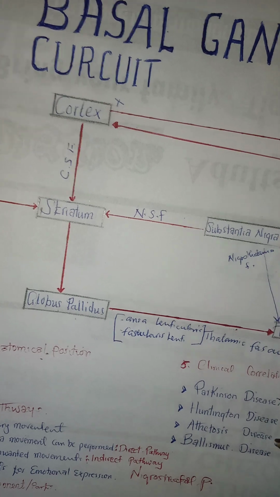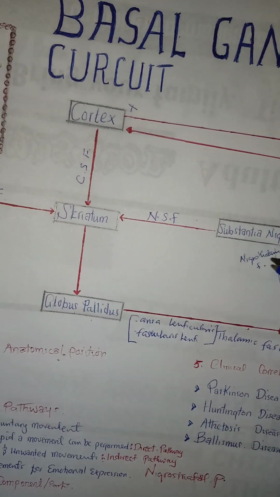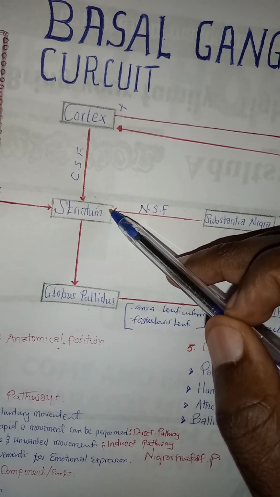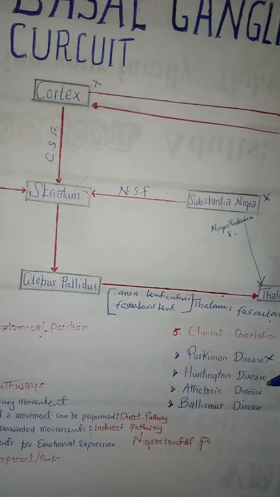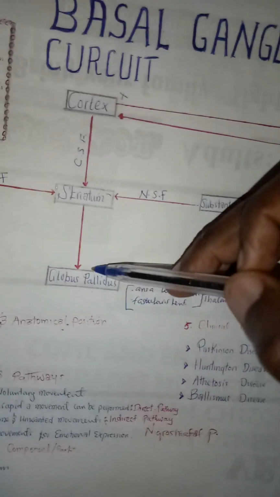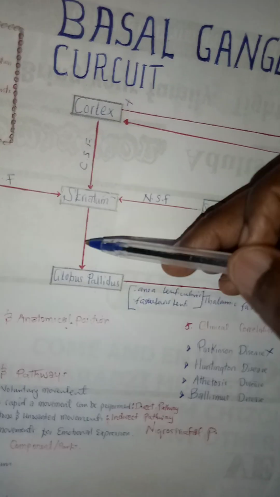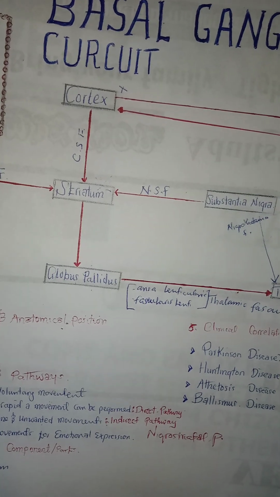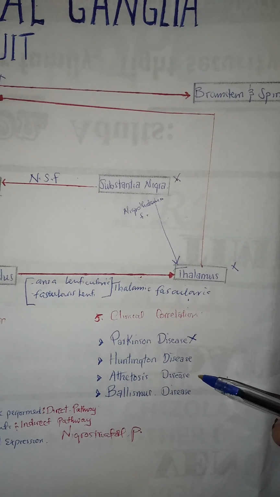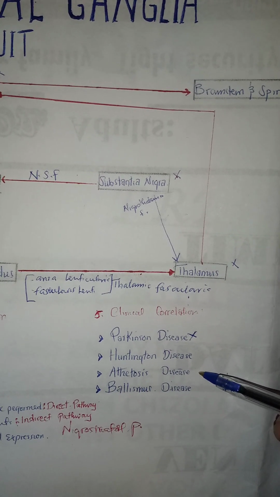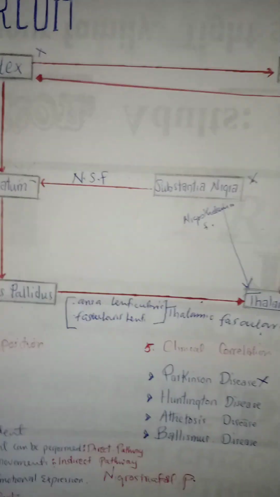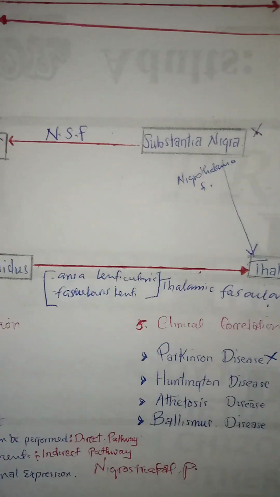So then if you have Huntington disease, it means there is damage to this part which is called striatum. So if there is damage to striatum, you end up having Huntington disease. Then if there is damage to striatum as well as the globus pallidus, collectively known as the corpus striatum, then you end up having athetosis. Okay, so athetosis is a result of lesion to corpus striatum. Okay, so remember, corpus striatum consists of these parts. So if there is damage to corpus striatum, you have athetosis.